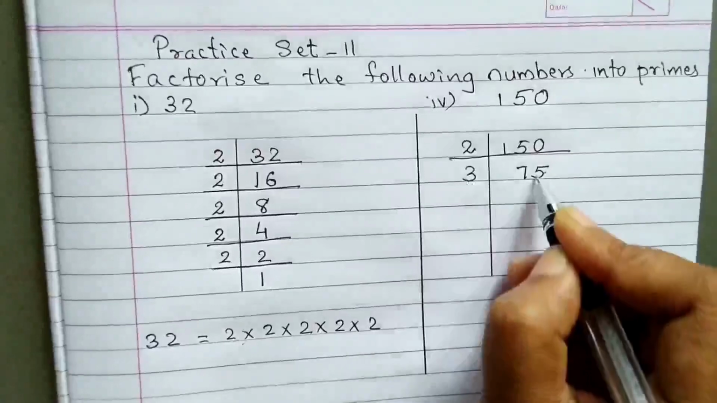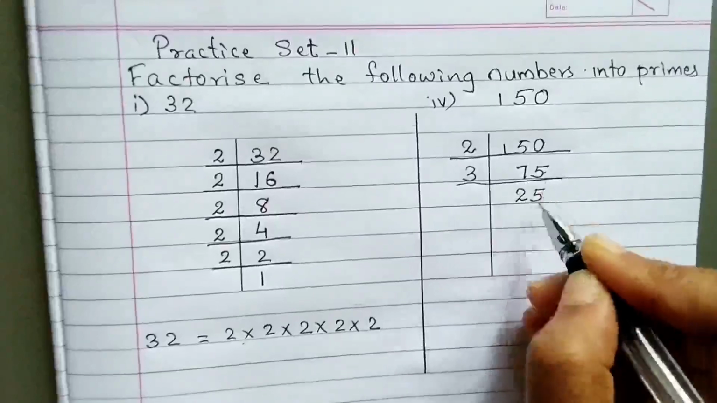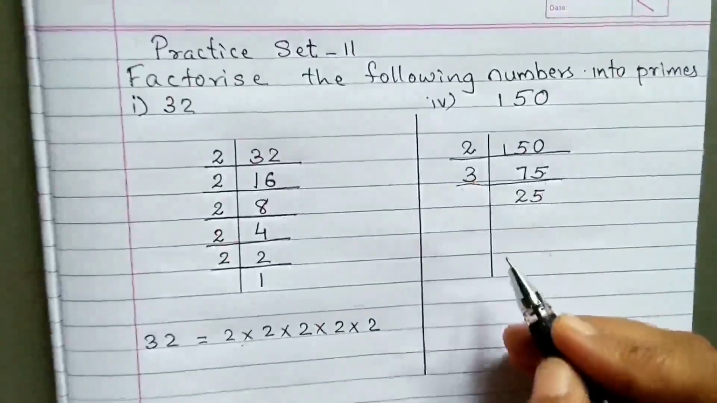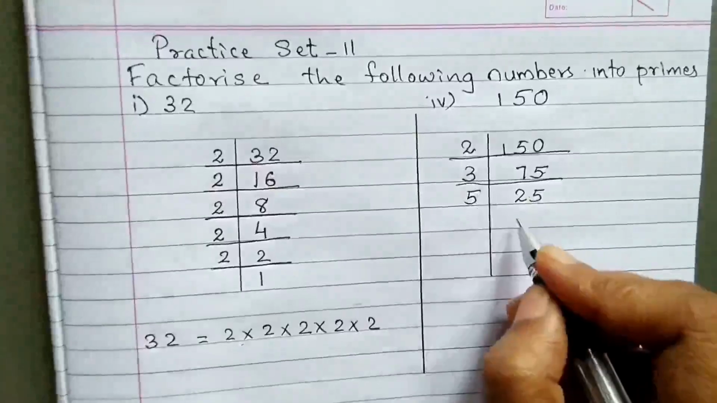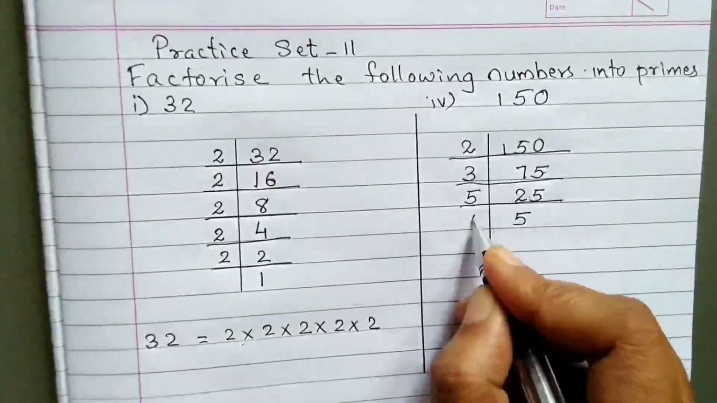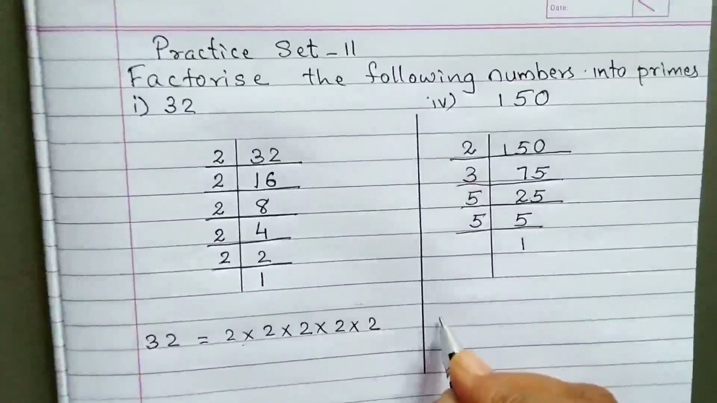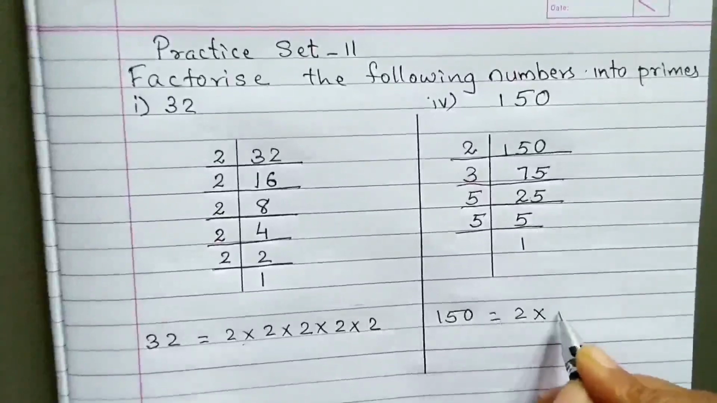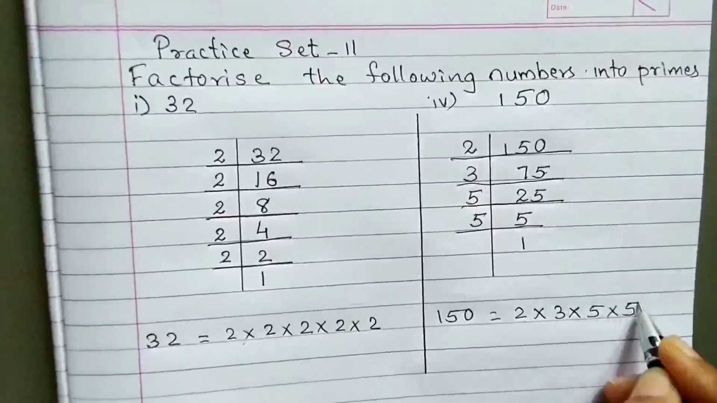So when you divide 75 by 3, what is the answer you get? You get 25. Now 25 is not divisible by 2 or by 3. So the next prime number is 5. Yes, 25 is divisible by 5. 5 how many times? 5 5s are 25. Again 5 is a prime number, so 5 1 time. So how can you write 150? So 150 can be written as 2 multiplied by 3 multiplied by 5 multiplied by 5.